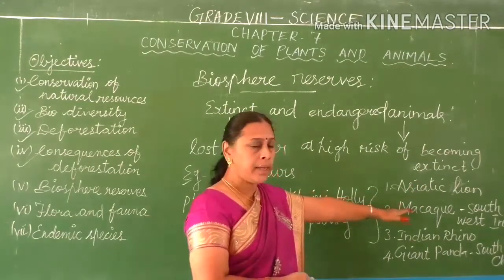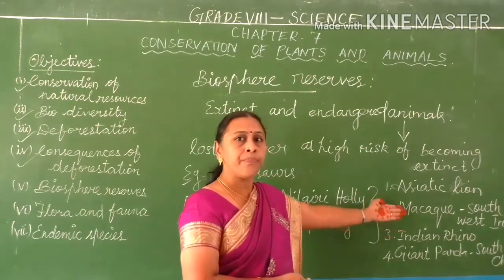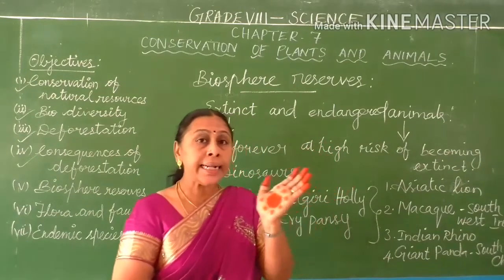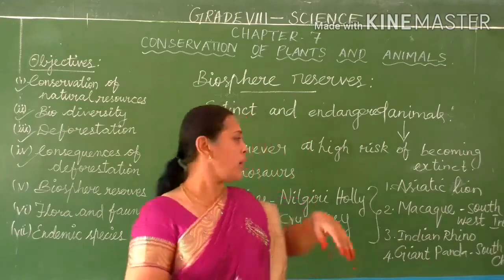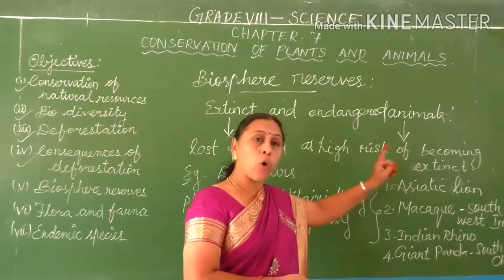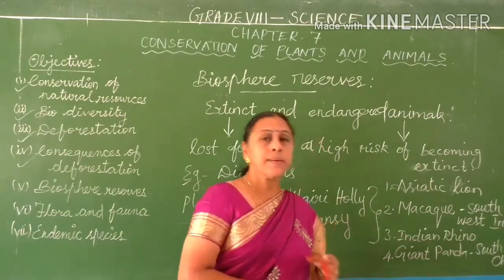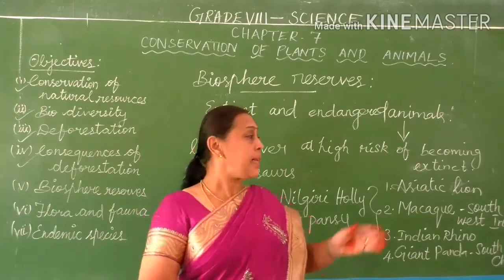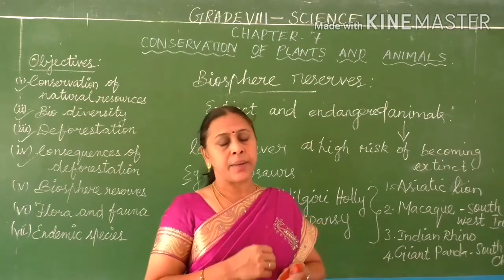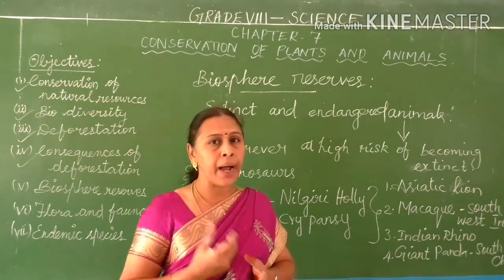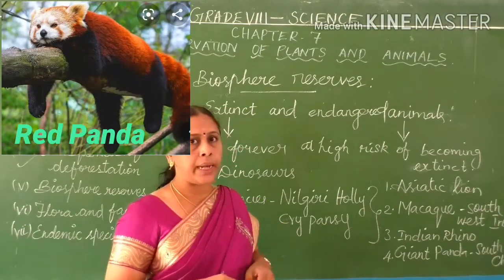Example, the Asiatic lion that is found in the Gir forest of Gujarat. Next, macaque, the lion-tailed monkey, with a mane and white beard around its face, found in southwest India. The Indian rhino, and the giant panda found in southeast China. And another one, the red panda. It is also becoming extinct, that means it is also in the endangered list. It is also very few in number.